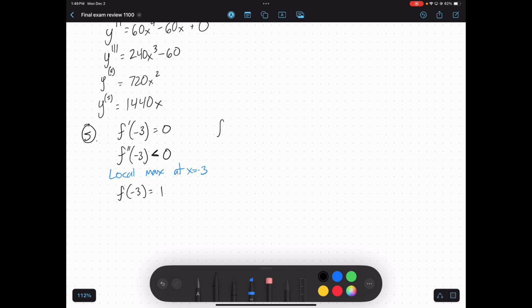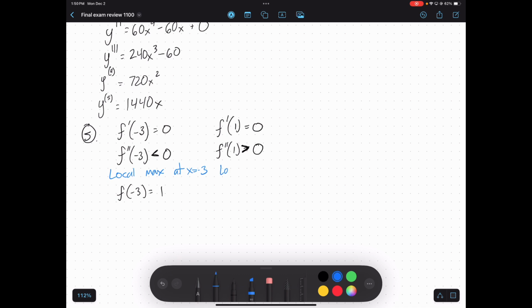Let's keep going. Next, it tells me that f prime of 1 is equal to 0. So 1 is also a critical point. 1 is also possibly a local min or a local max. f double prime of 1 is greater than 0. What does that tell me?